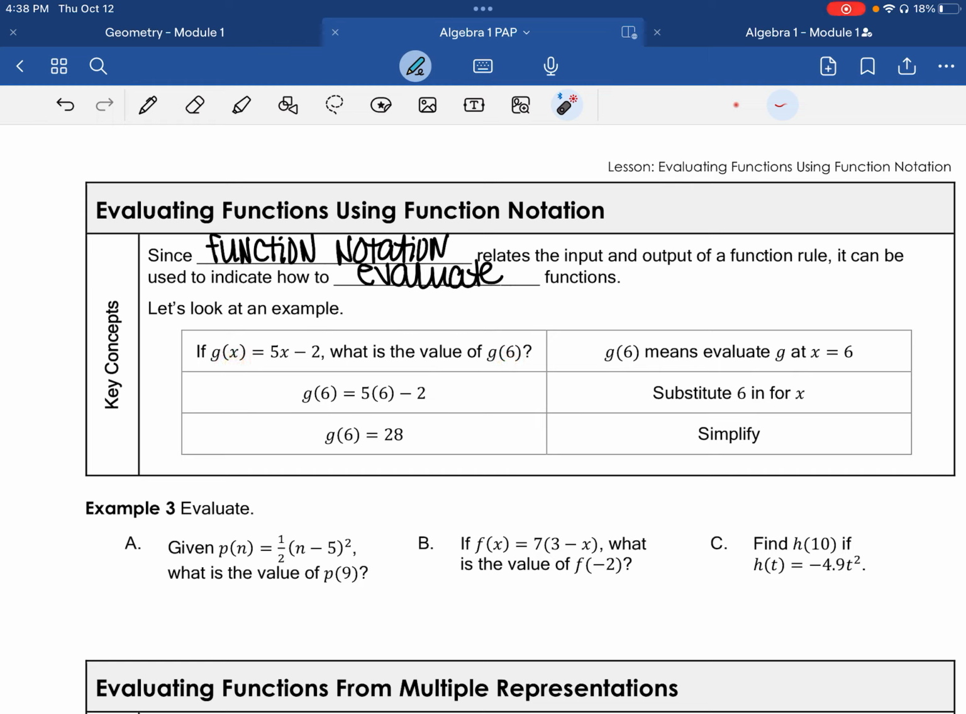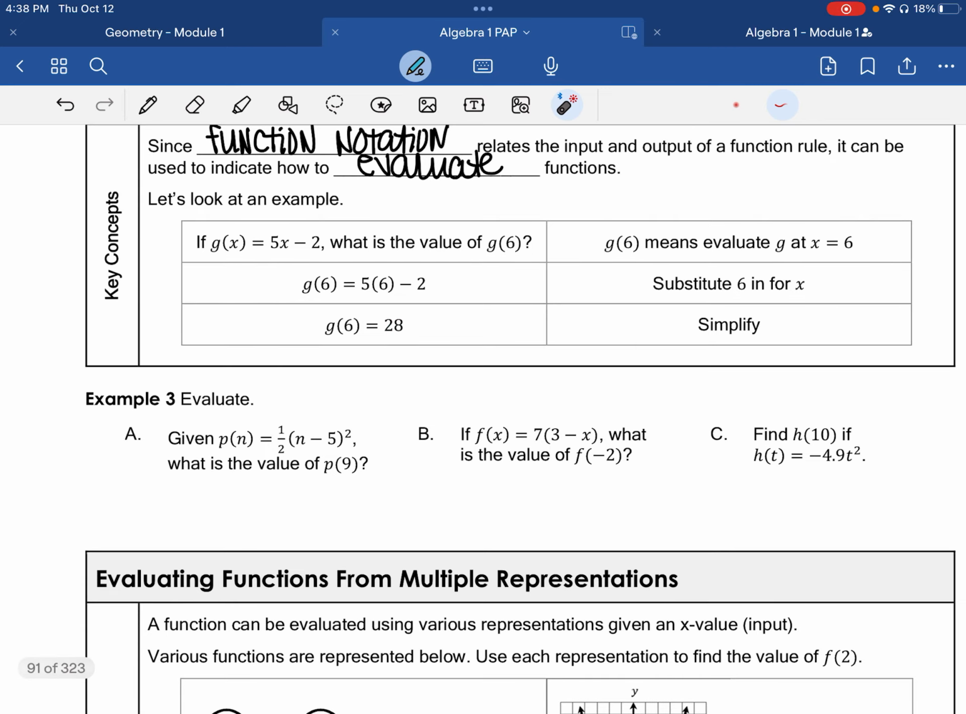So we're going to go ahead and say 5 times 6 minus 2. Well, 5 times 6 is 30, minus 2 would be 28. So my answer, by simplifying, is simply 28. Let's go ahead and practice.